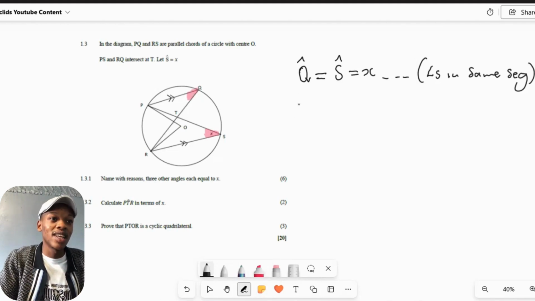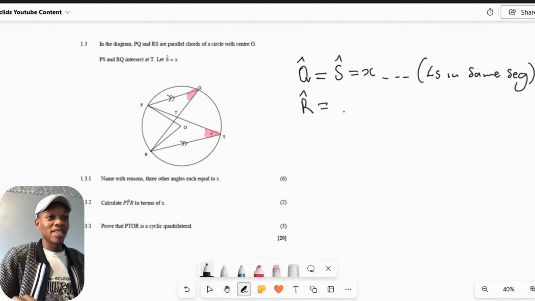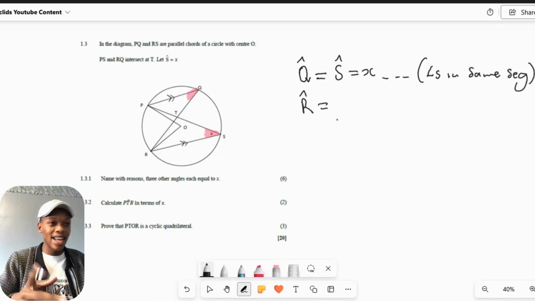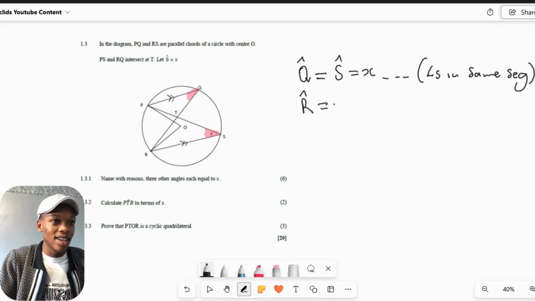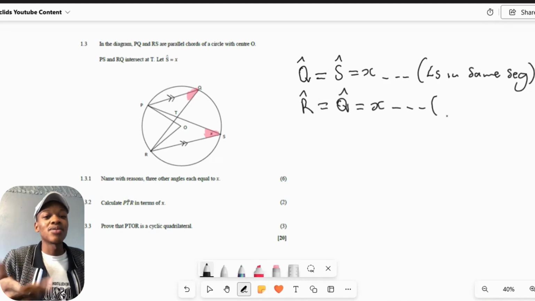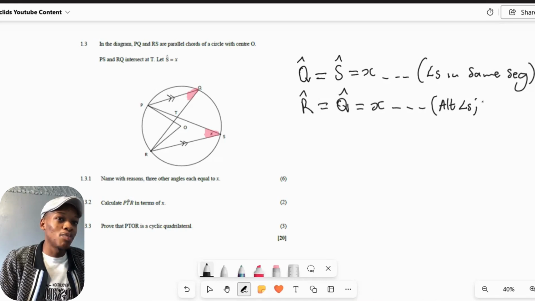Okay, which means angle R, now we qualify to make statements. Now you are fine. Angle R is equal to angle Q, and they are equal to X. What is the reason there? Alternating angles. Why are they alternating? It's because PQ is parallel to RS.